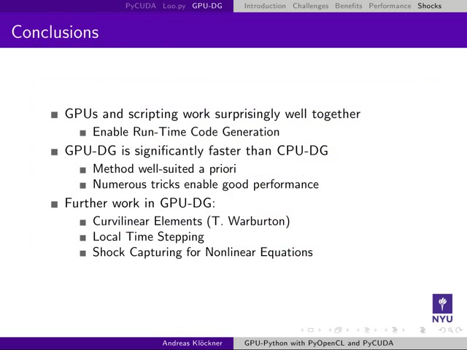What I've been trying to say to you over the past couple of days is that GPUs and scripting work surprisingly well together. With runtime code generation, you get multiple benefits that I've been trying to show. GPU DG is also a pretty good idea, in my opinion. And there's certainly stuff that can be done. For example, how do you integrate this with curvilinear elements without losing all performance? How can you make the time stepping less painful? And I've shown you some of the shock capturing work. That's all for my part.